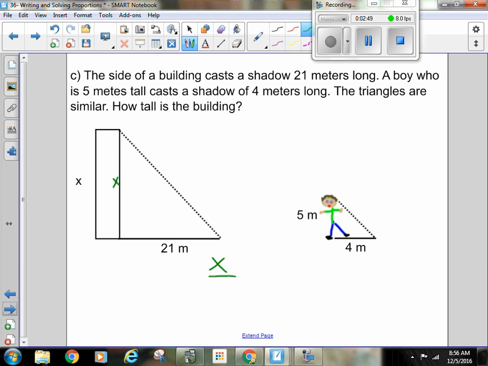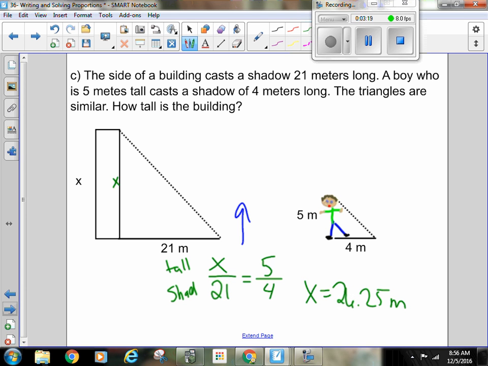So we have an x and 21, which are in the same triangle, so we put them in the same one. And then the boy is 5 feet tall, and that's how tall the building is. So tall, and then this one is shadow, and that's 4. So we can go ahead and cross multiply here. So 21 times 5, we divide by 4, we get 26.25 meters.